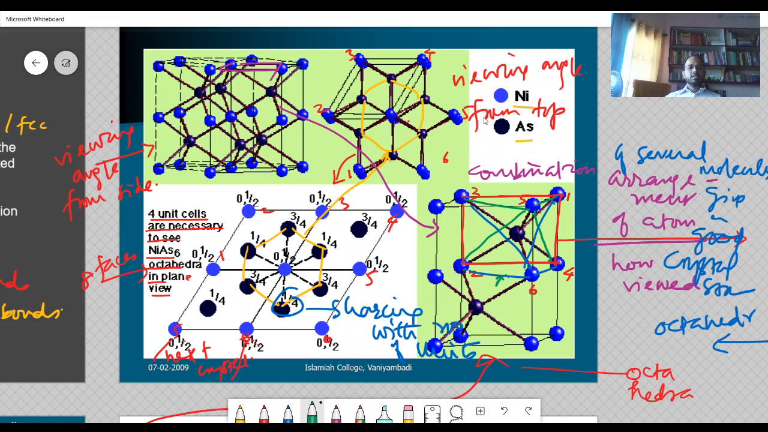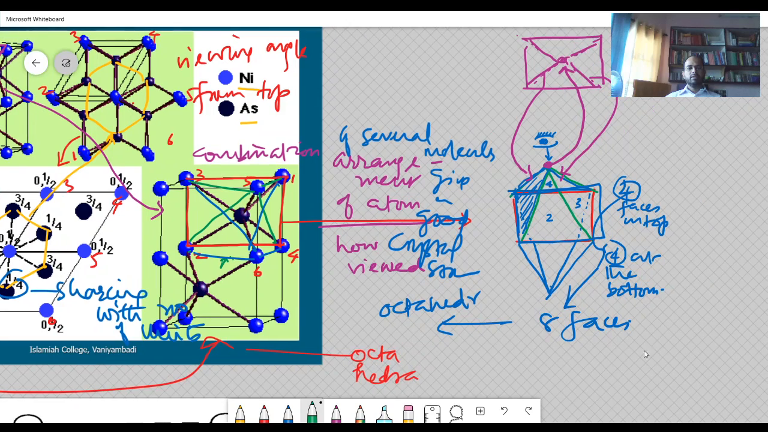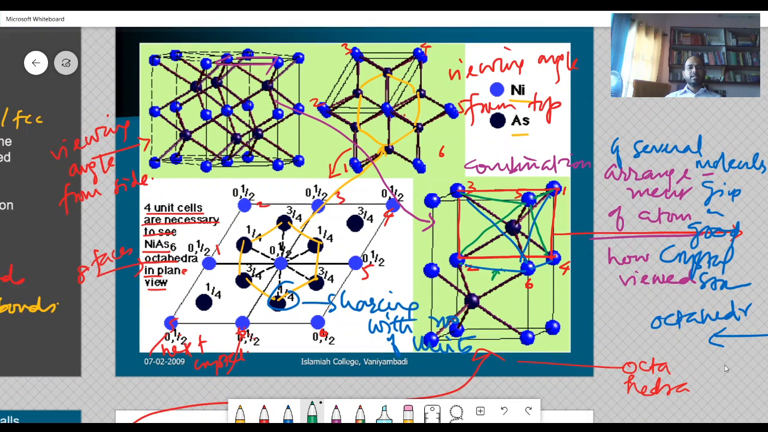So you can see how this arrangement transforms into the octahedron here. I have even drawn the octahedron here. I'll again explain the nickel arsenide structure in my next class. In the meanwhile, you can go through it again and find out what has been said to you.